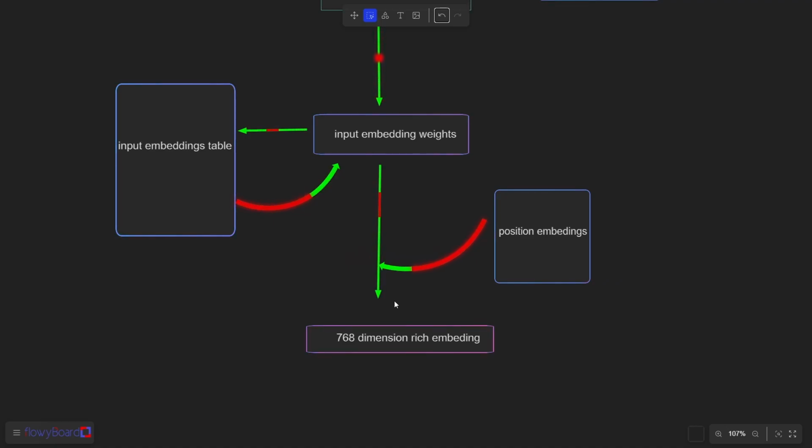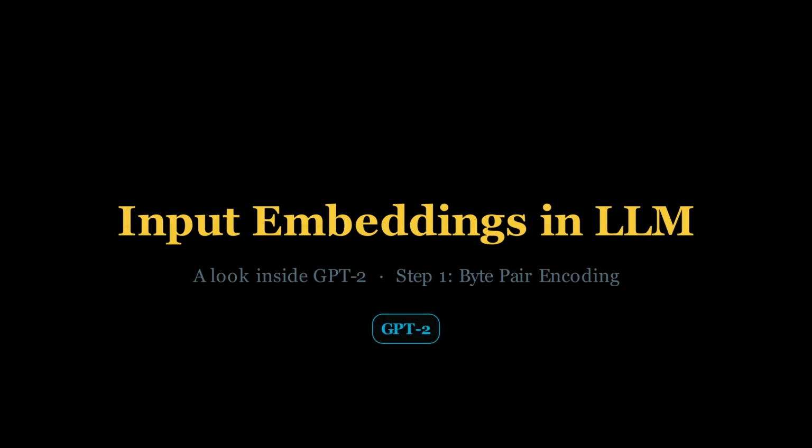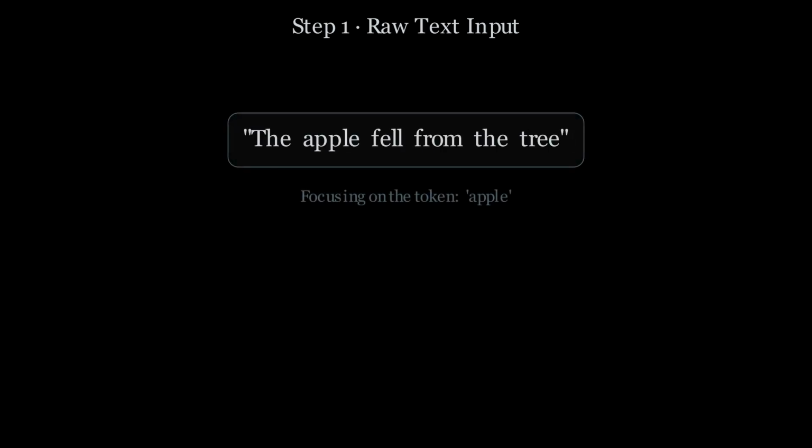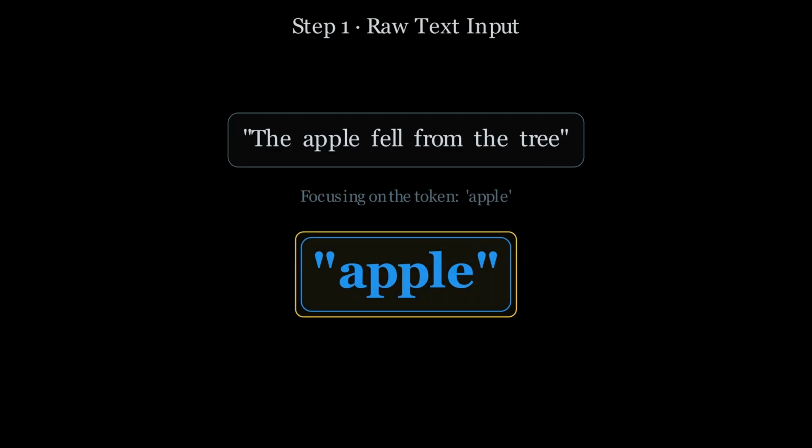Now let's step inside a model like GPT-2 and see how it understands text. We start with a simple sentence. The apple fell from the tree. But machines don't understand words directly. They first need to convert them into tokens. So step 1 is tokenization, using something called a byte pair encoder.